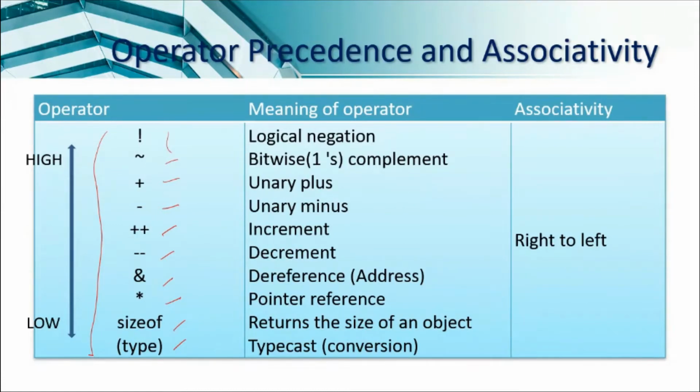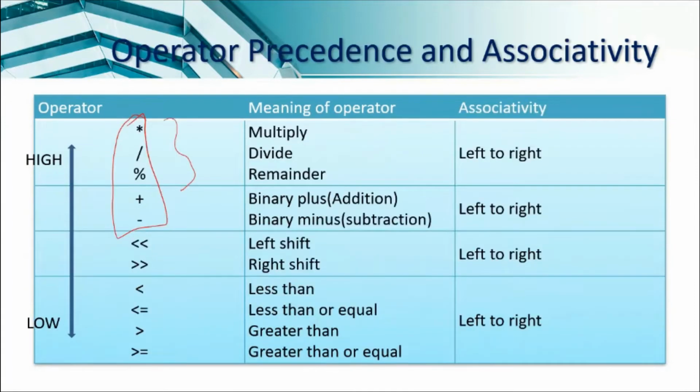So all these operators have the same precedence. Whenever these operators come in succession, the associativity is taken right to left. The one coming to the right is executed first, then the left one is taken. So in this case it is right to left, not left to right. But in the case of multiplication, divide, percentage, that is the remainder, these three have the same precedence, and the associativity in that case is left to right.